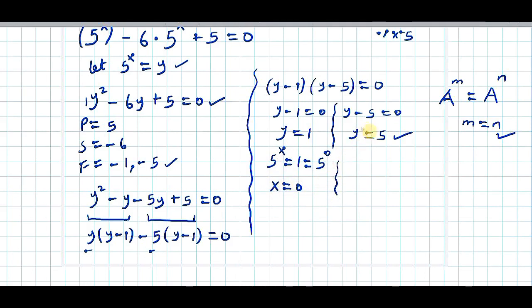Applying the same here, we have y is equal to 5 and y is 5 raised to x. So we equate that to 5. 5 is 5 raised to power 1. And referring to this again, we can say x is 1. And finally, the values of x are, so we have x is 0 or x is 1. And that is how we go about this question.